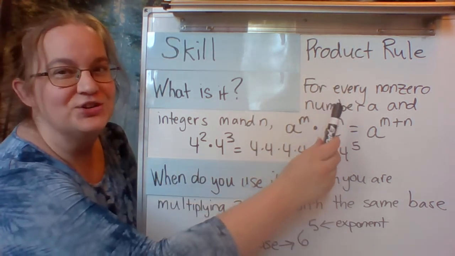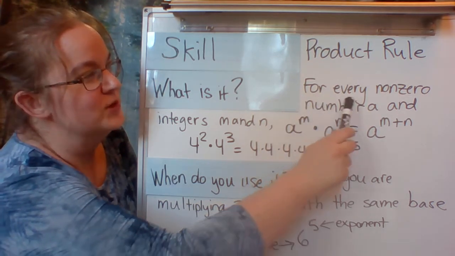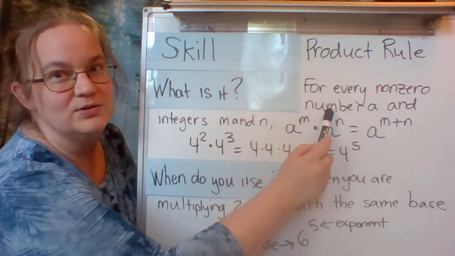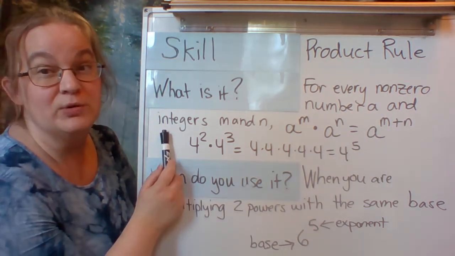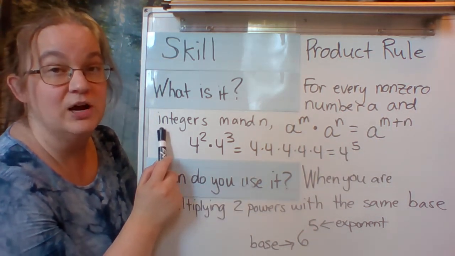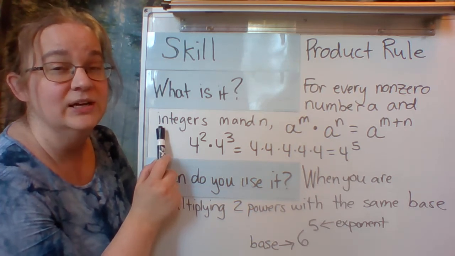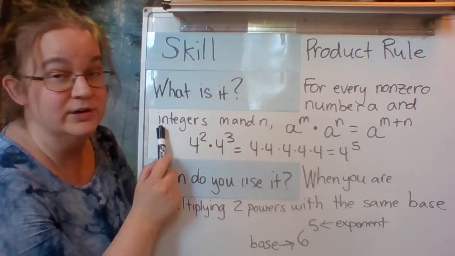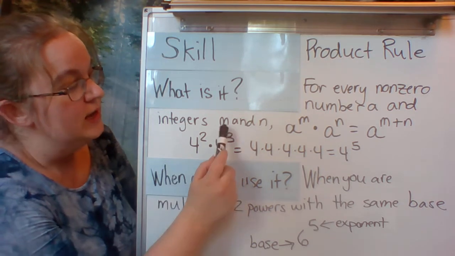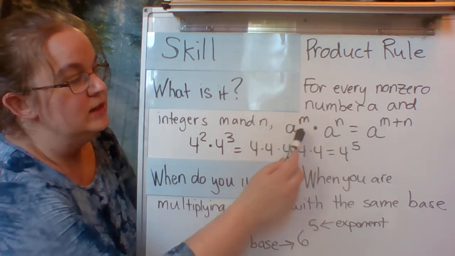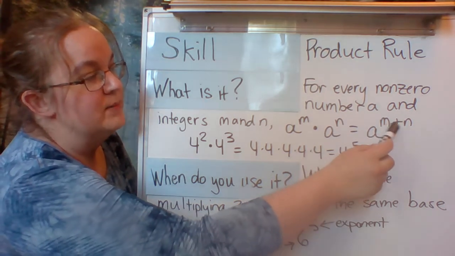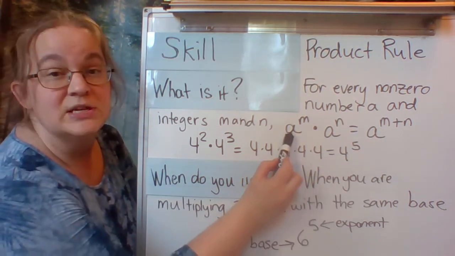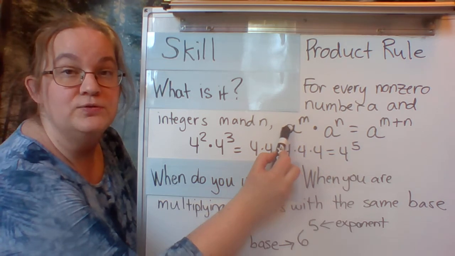Okay, so the official version of it is: for every non-zero number, so a number not zero, A, and integers (remember, integers are going to be whole numbers and their opposite, so 1, 2, 3, -1, -2, -3, no fractions or decimals) M and N, A to the M power times A to the N power equals A to the M plus N. Notice that we use the same variable for the base.